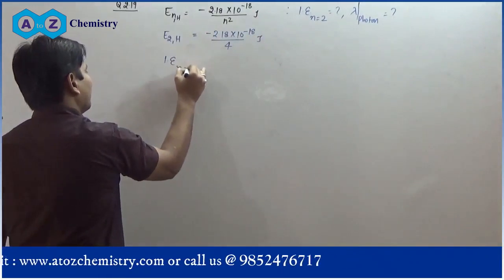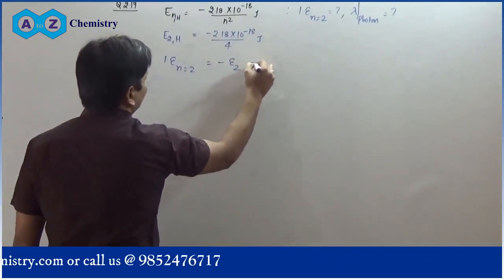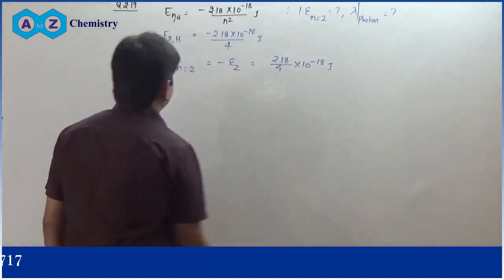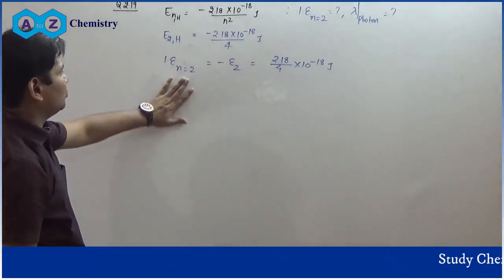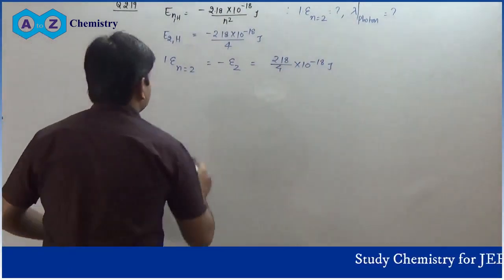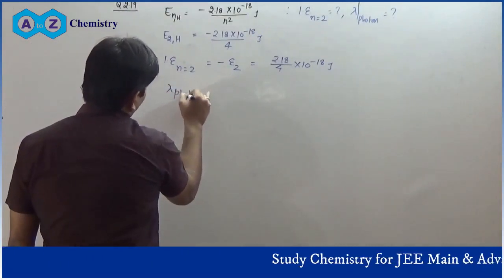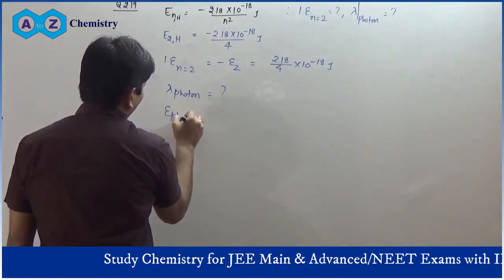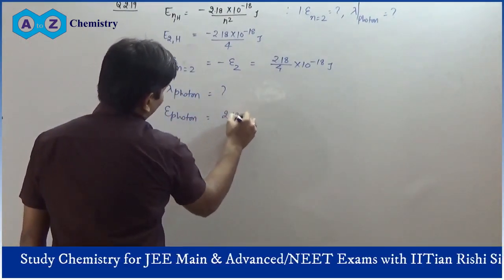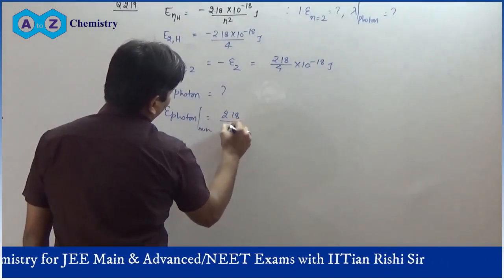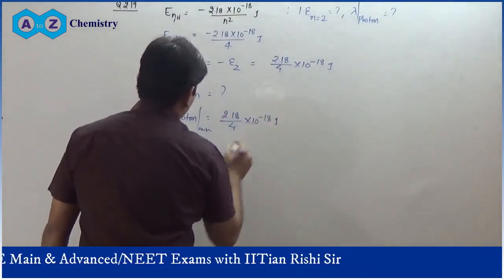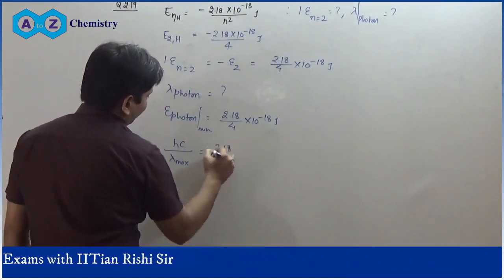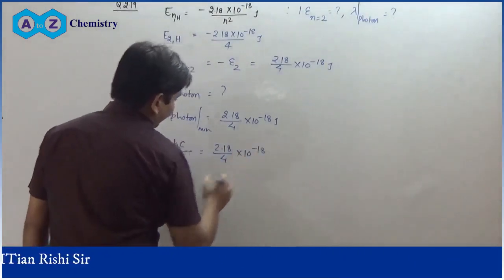The ionization energy of the electron in n = 2 will be simply minus of the energy in n = 2, that is equal to 2.18/4 × 10^-18 joule. This is the ionization energy of the electron in n = 2. Now the λ of the photon can be calculated also. Since the minimum energy required will be equal to this one, the λ maximum of the photon will be calculated using 2.18/4 × 10^-18.